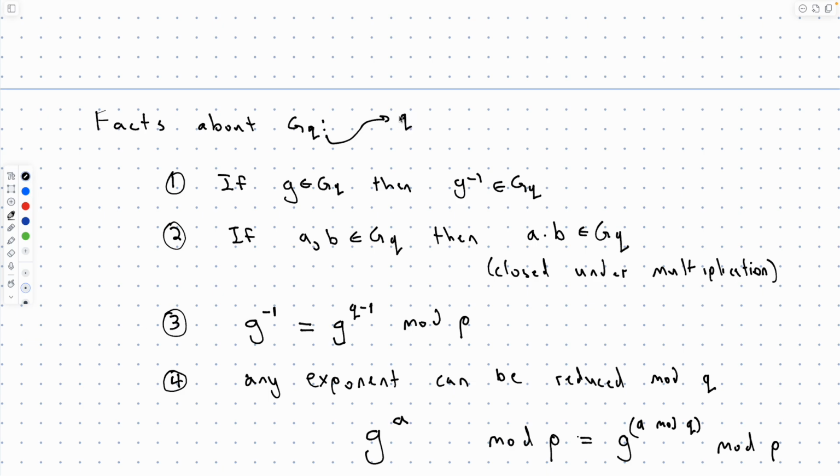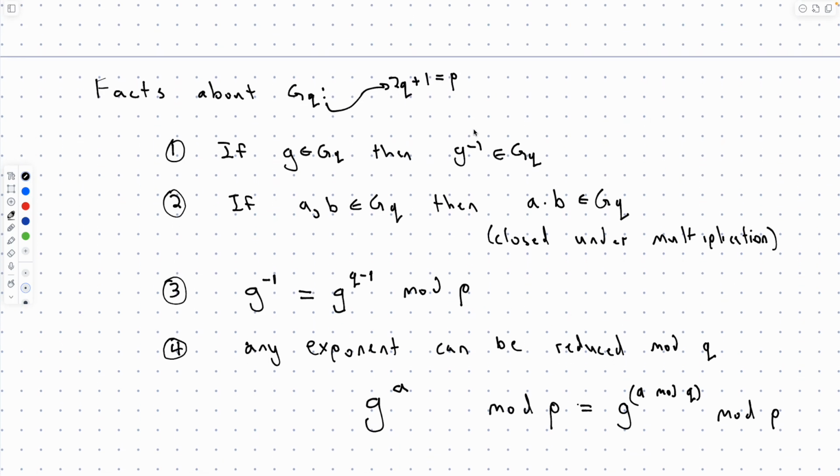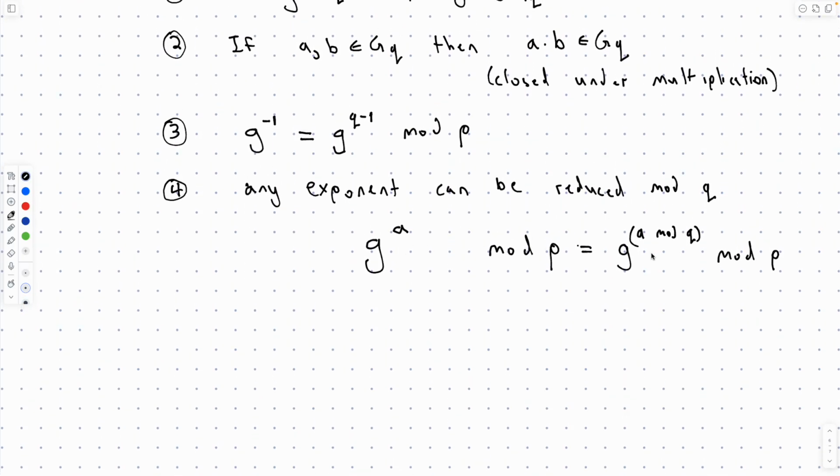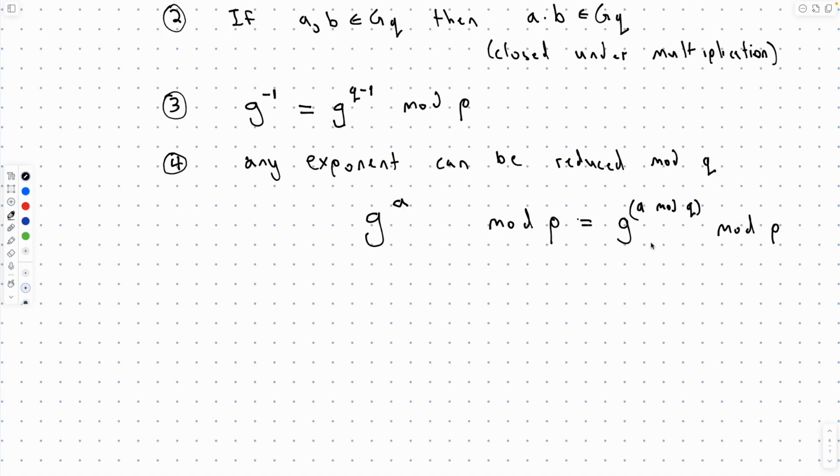So I'll just remind us of that. So 2q plus 1 equals p. Okay, so we can reduce exponents. So that's another sort of trick.